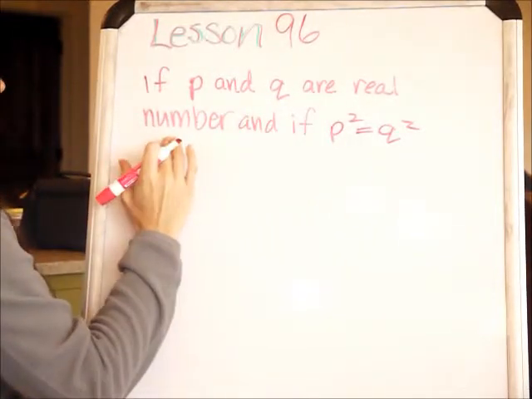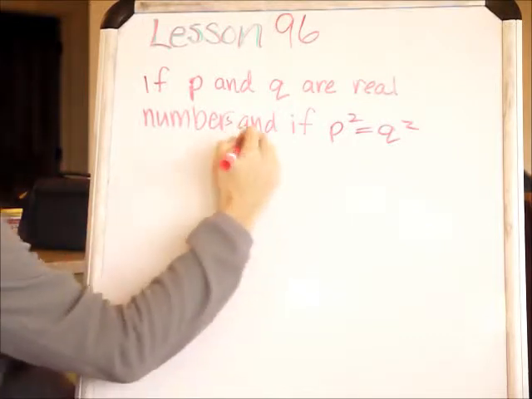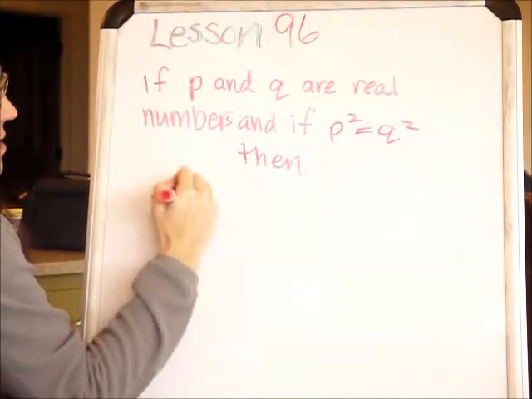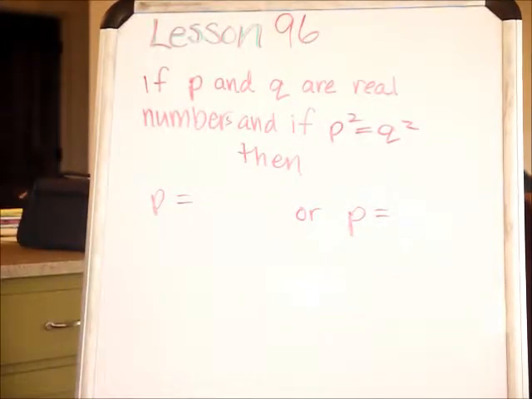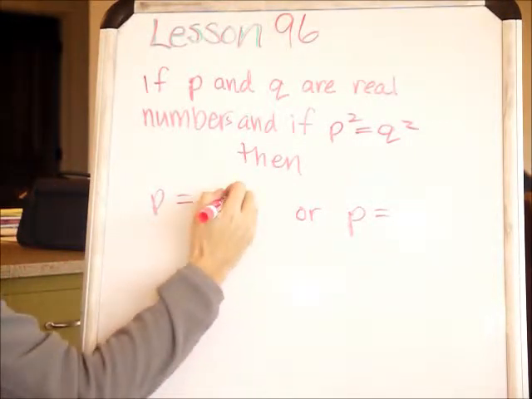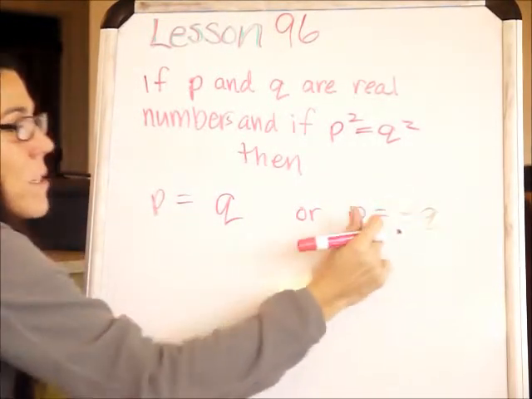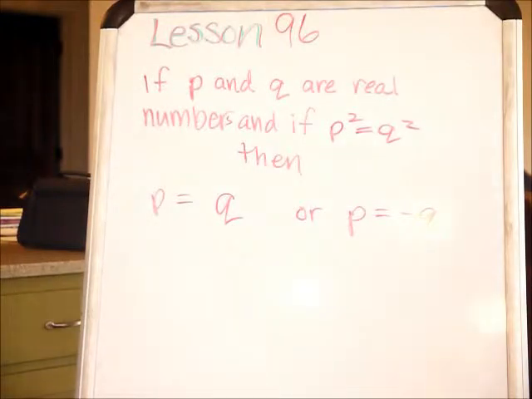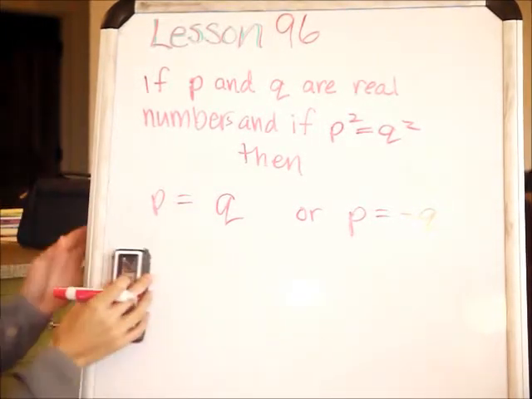If P and Q are real numbers, and if P squared equals Q squared, then P equals Q or P equals negative Q. So what should we write here? They're either the same number or they're opposites. Opposites mean one of them is the negative. And now we start example 1.